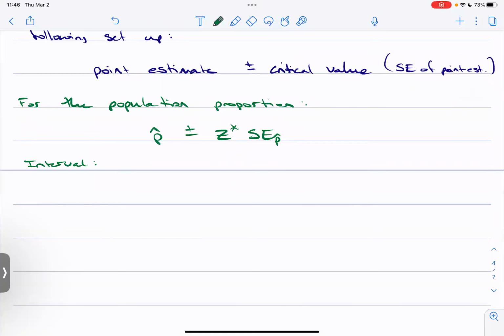I'm going to be really picky about your interval notation because it's important. We use round brackets, and you've got your p hat minus your z star times the standard error of p hat, separated by a comma. So that's your lower value. And then your p hat plus your critical value times the standard error of p hat, and then end it with a round bracket.